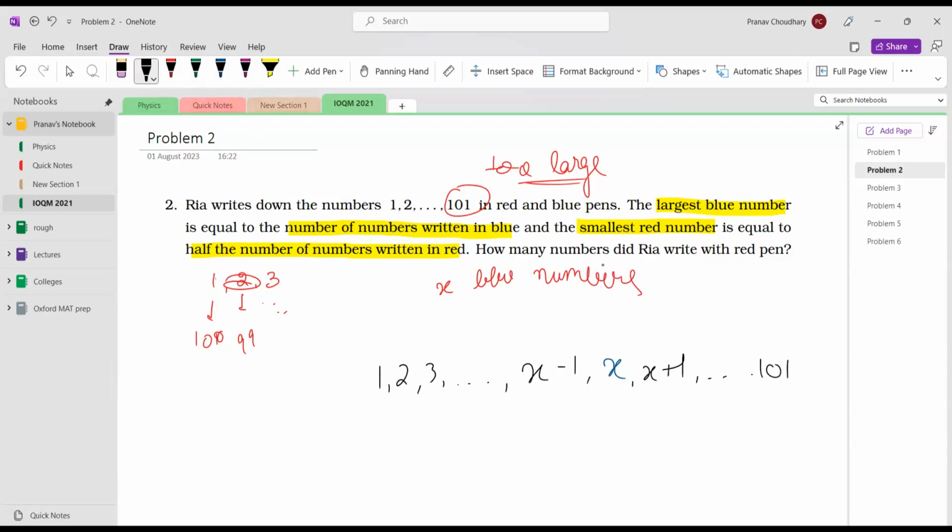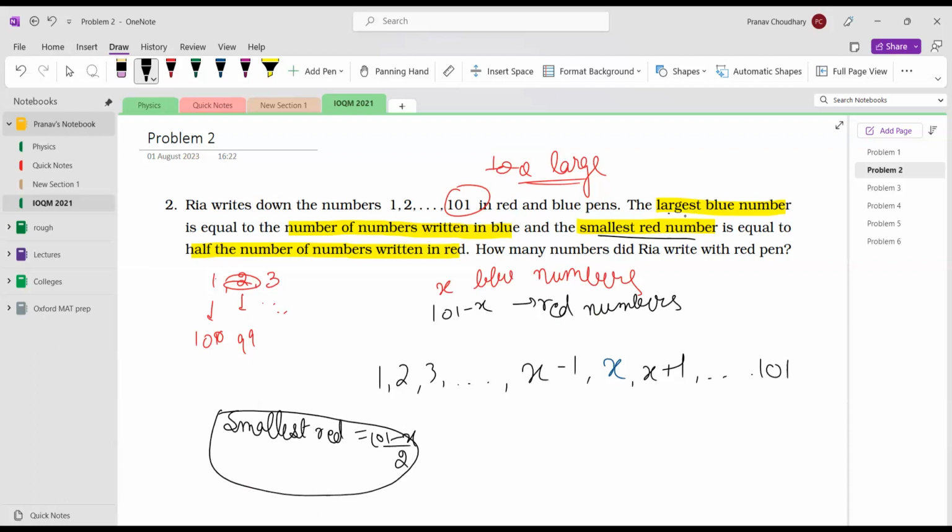And the smallest red number is equal to half the number of numbers written in red. So let's see how many numbers will be in red. Sorry, 101 minus X are the red numbers. And the smallest red is 101 minus X by 2.